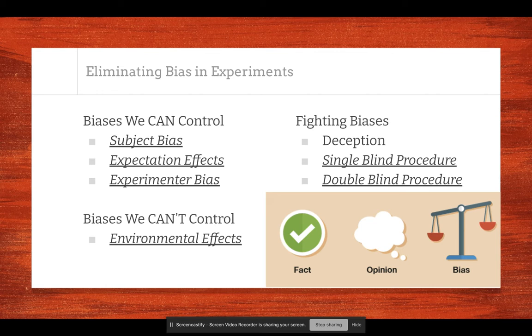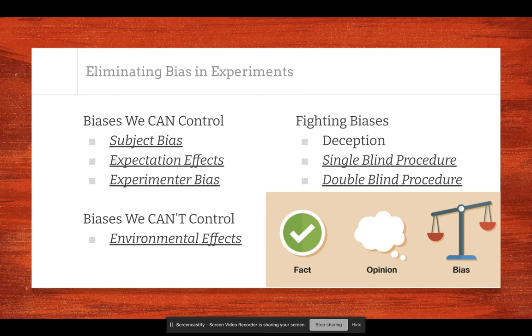And that's using all three fighting biases options. So deception, single blind procedure, and double blind procedure. And we'll talk about those in a little bit. But you can use all three of those to kind of counteract this idea of people doing what they're not supposed to be doing and acting in a certain way just to change the experiment.